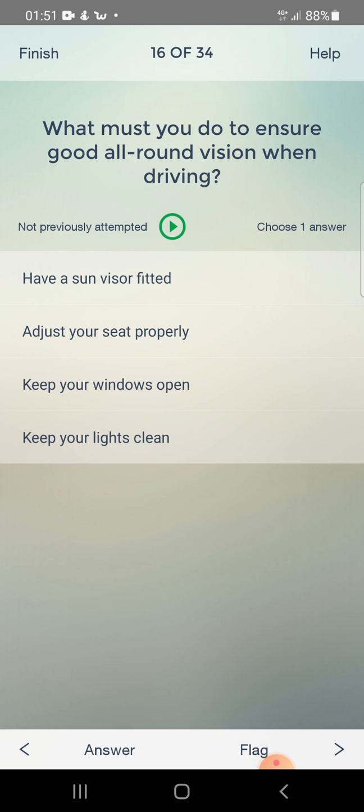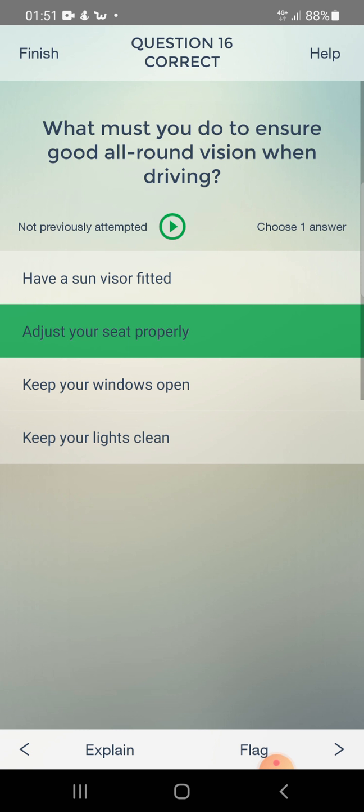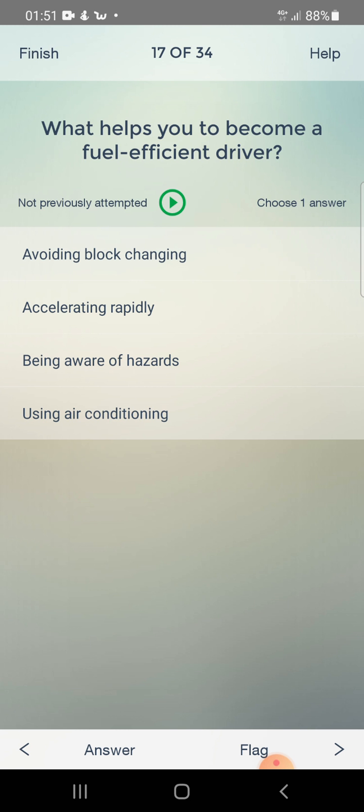What must you do to ensure good all-round vision when driving? Have a sun visor fitted, adjust your seat properly, keep your windows open, keep your lights clean. Adjust your seat properly. What helps you to become a fuel efficient driver? Avoiding lane changing, accelerating rapidly, being aware of hazards, using air conditioning.